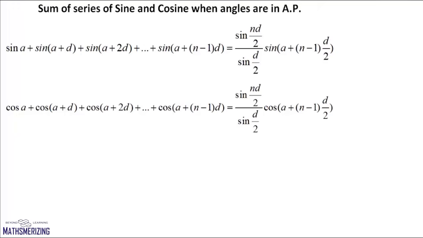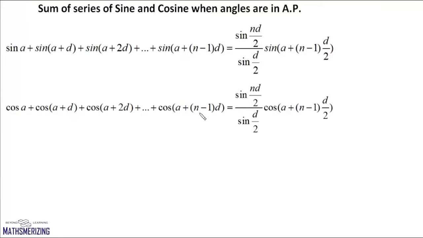In this video, we'll be proving two very important formulas in trigonometry, which are the sum of the series of sine and cosine when angles are in AP. Now the first formula is sine A plus sine A plus D plus sine A plus 2D up to sine A plus n minus 1D. It is sine nd by 2 upon sine d by 2 into sine A plus n minus 1 d by 2.